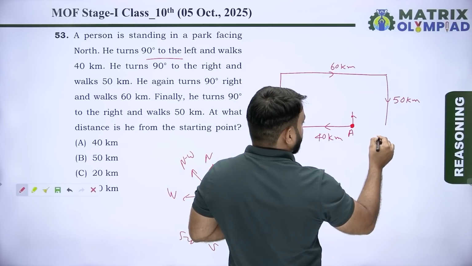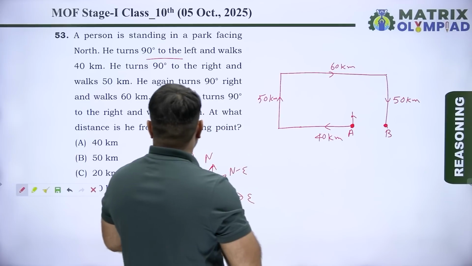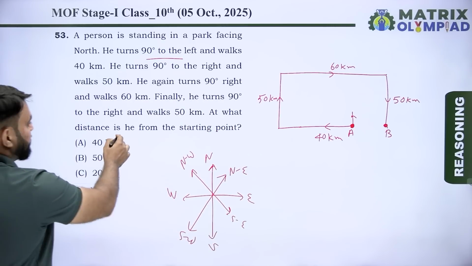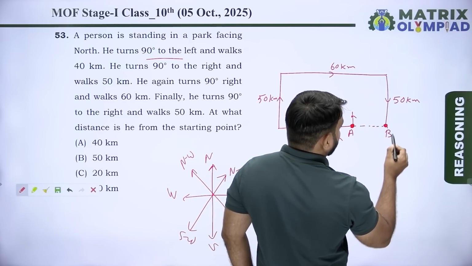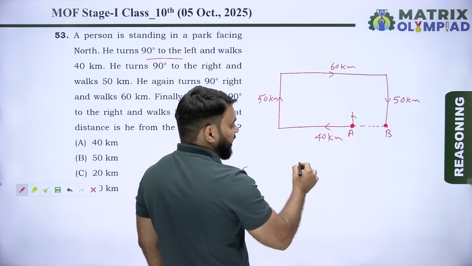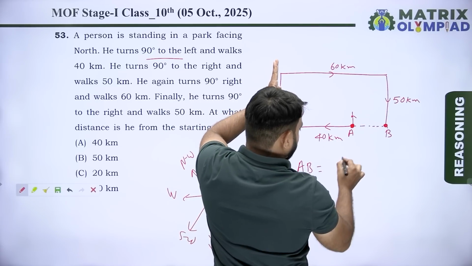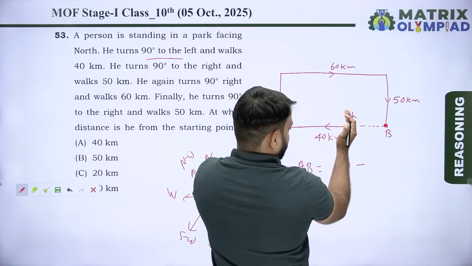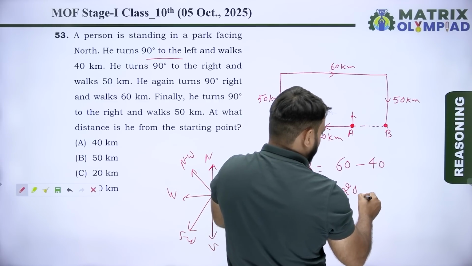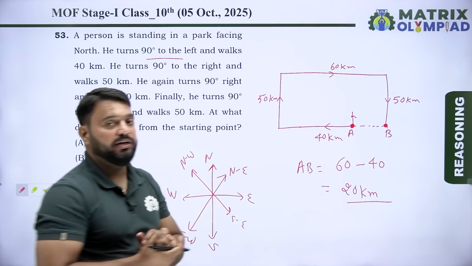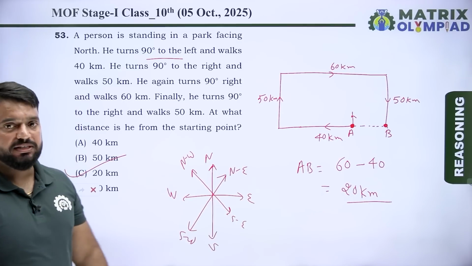A is the starting point of the person and B is the final point of the person. Now, at what distance is he from the starting point? So find the distance between the final point and the starting point, it means find the distance between A and B. So the distance between A and B is the total, 60, minus the distance of these parts, it means 40. 60 minus 40, it means 20 kilometers. So the distance between the starting point and end point is 20 kilometers. So here option C is the correct answer of this question.